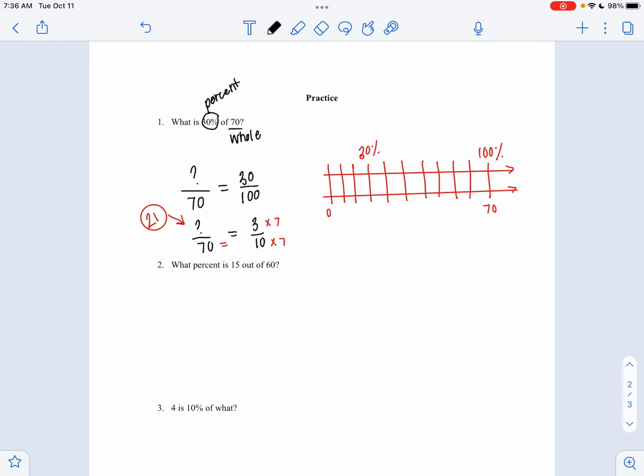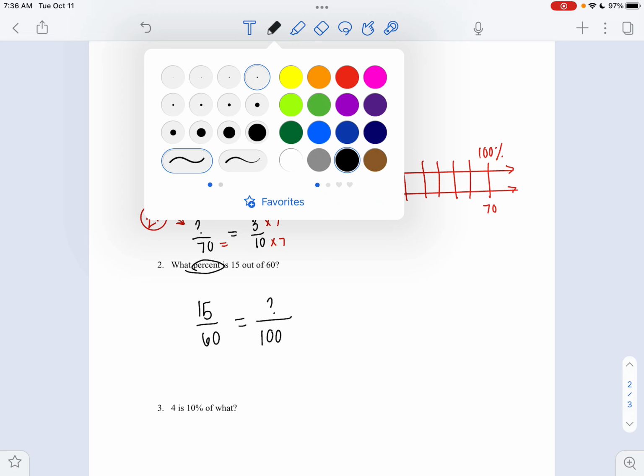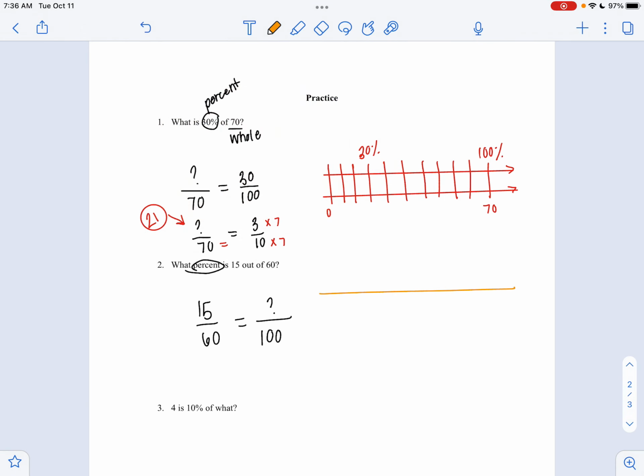Question 2 says, what percent is 15 out of 60? I know I have a missing percent in this problem. 15 is my part, and 60 is my whole. 15 out of 60 equals something out of 100. Let's show this one using a double number line.